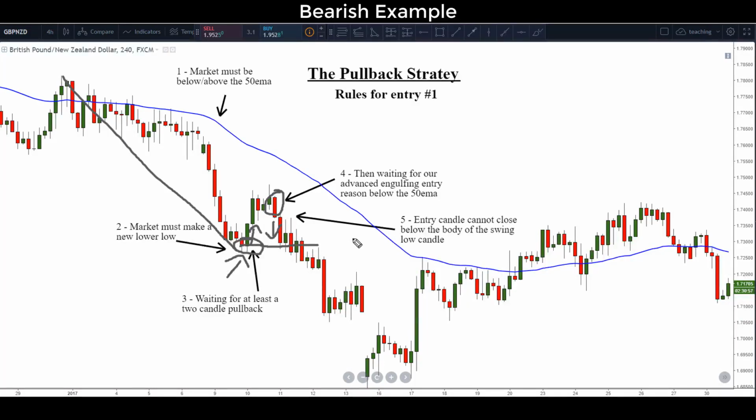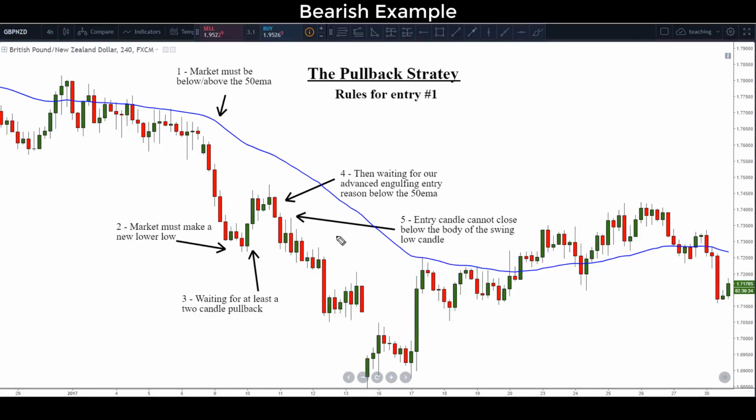All right, let's go through every rule one more time, just to make sure you're completely grasping this strategy. And after this, we'll go through a bullish entry. Then we'll talk about the rules for entry reason number 2, and then we'll dive into stop loss and target placement for this strategy. But for now, let's just concentrate on entry reason number 1.